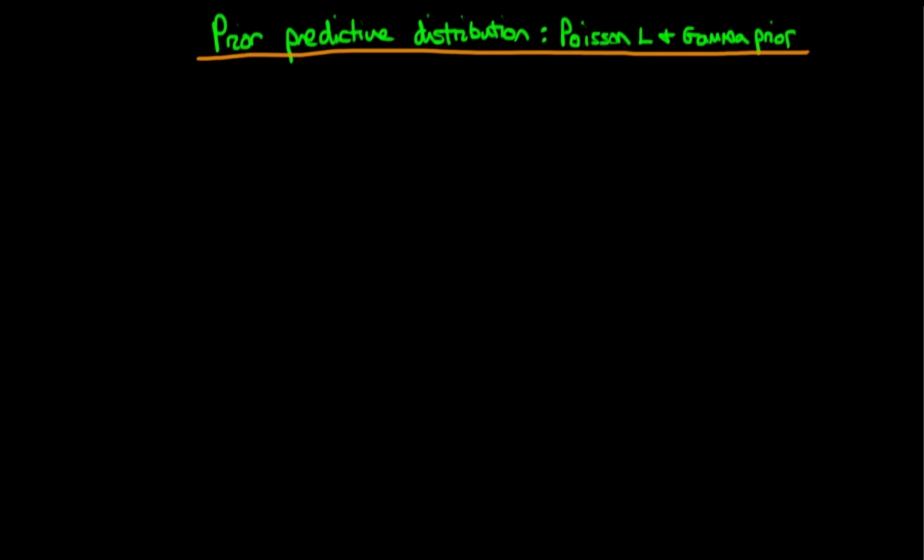In this video, I want to provide a second derivation of the prior predictive distribution for the circumstance where we have a Poisson likelihood and a gamma prior. The method we used before was based on the fact that the probability of a data point x is itself a marginal probability density, and we found it by integrating out over all choices of lambda the joint density of the single observation x and the parameter lambda.